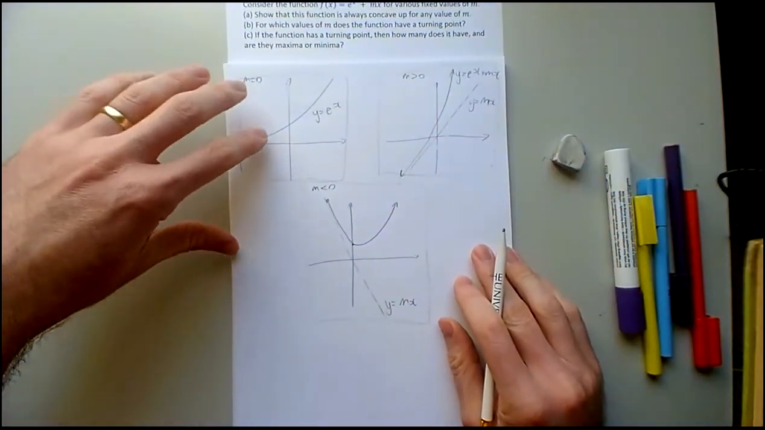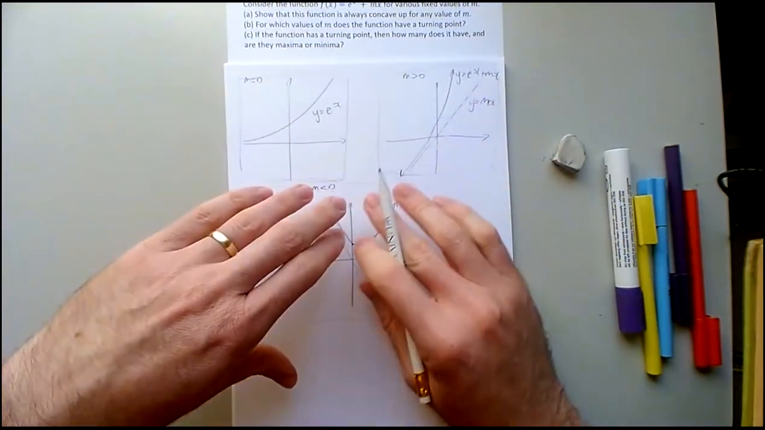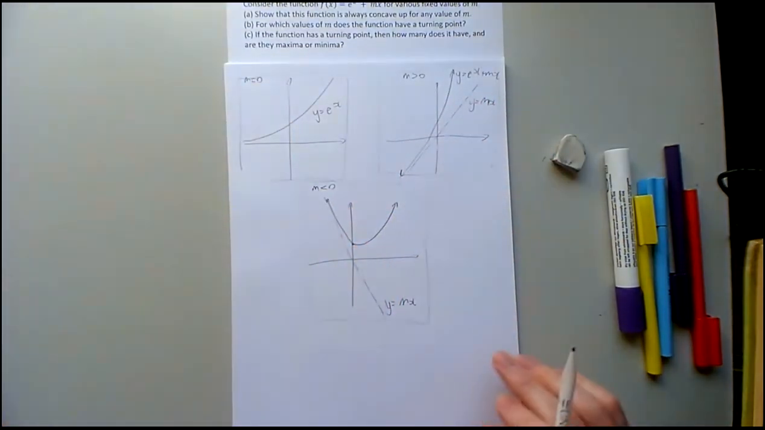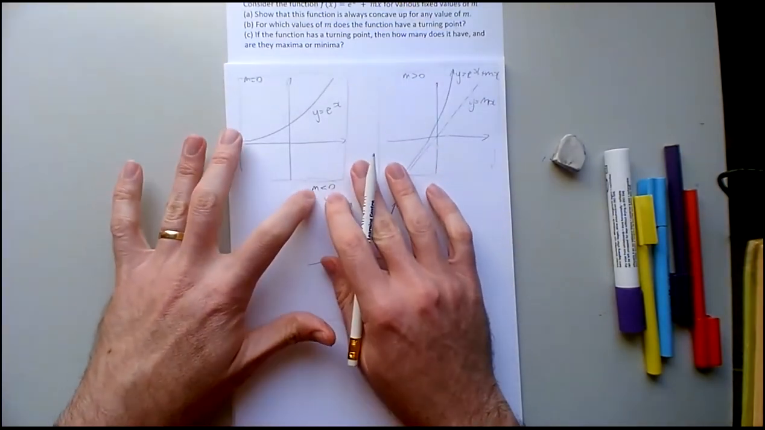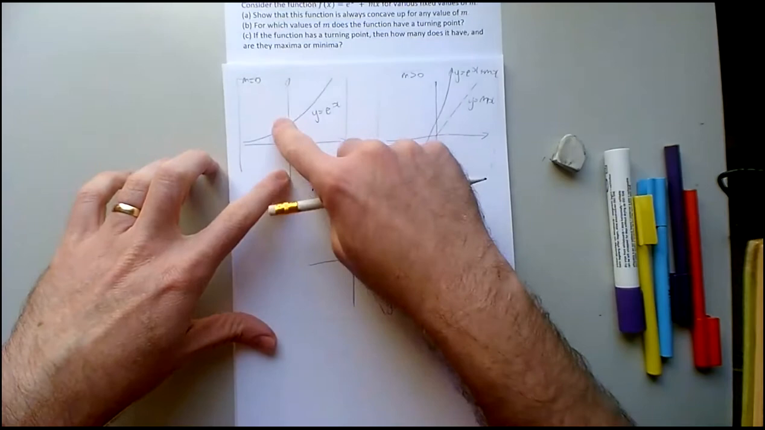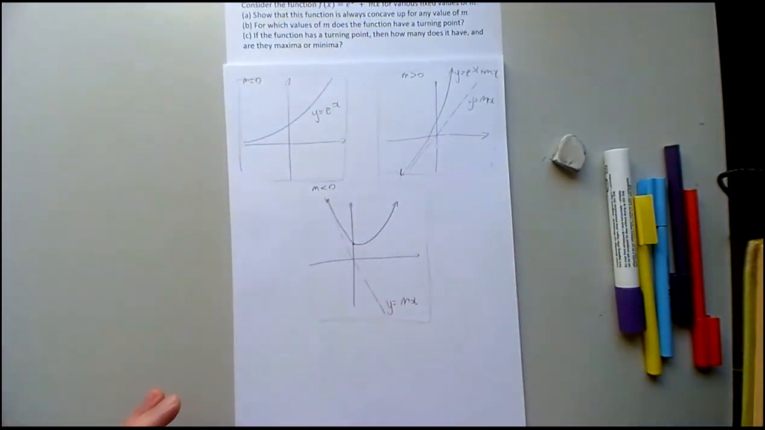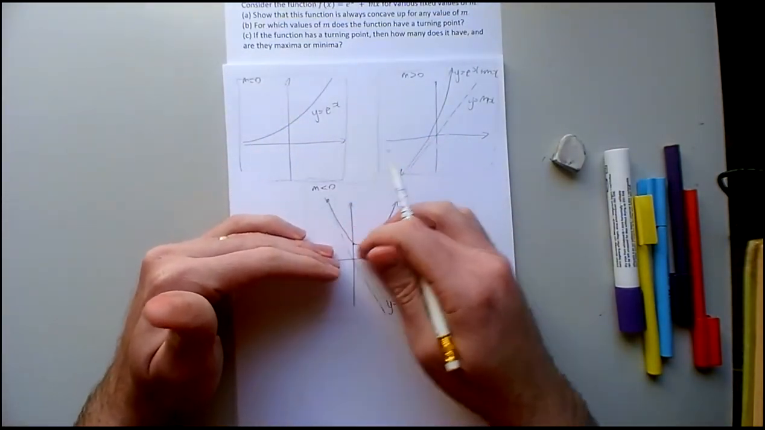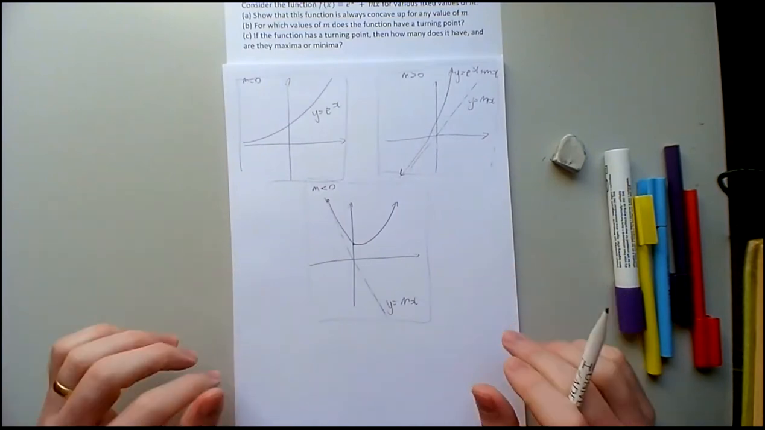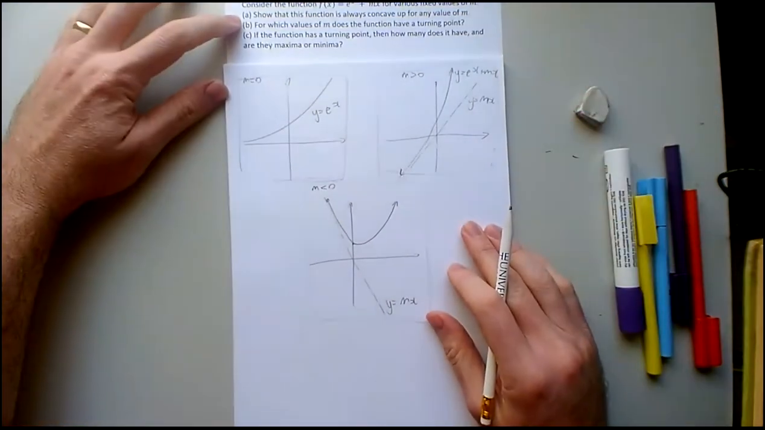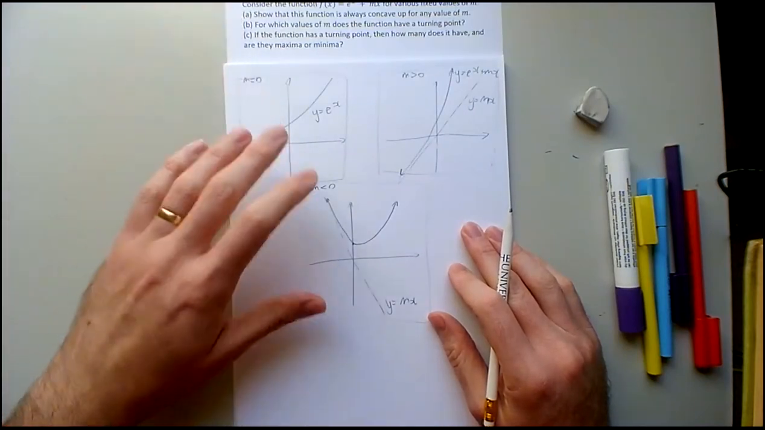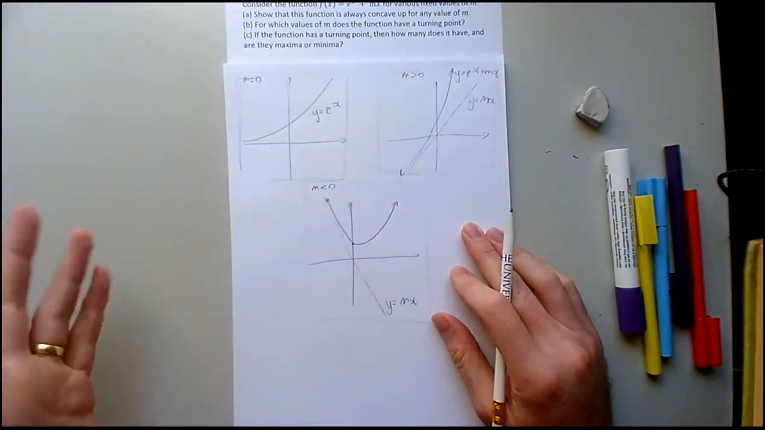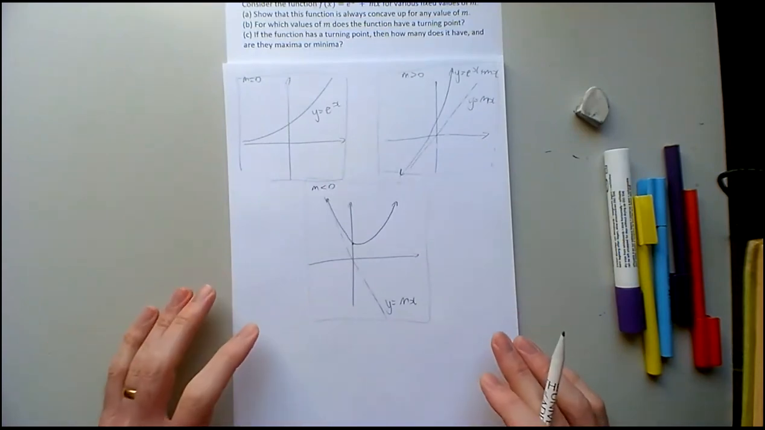So it's going to be sort of increasing for these ones, and there's going to be a turning point for these ones. But I don't really know. There might be a place somewhere in between here and here where it starts being ones with turning points. Okay, all right, part A: show that this function is always concave up for any value of m. Well, they all do look concave up, so that seems to work fine for me.